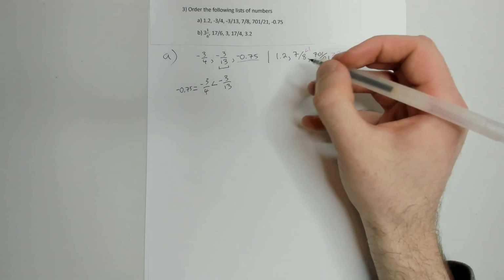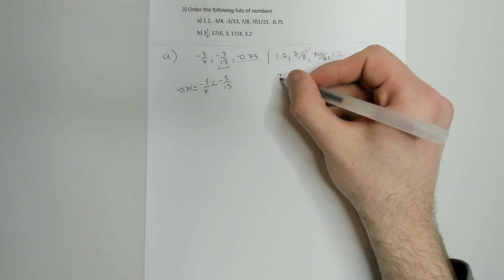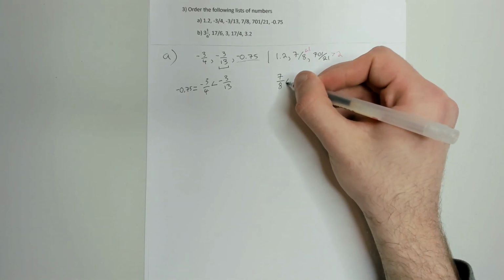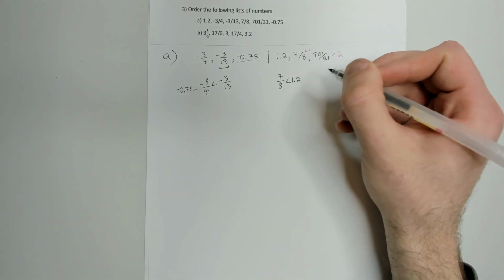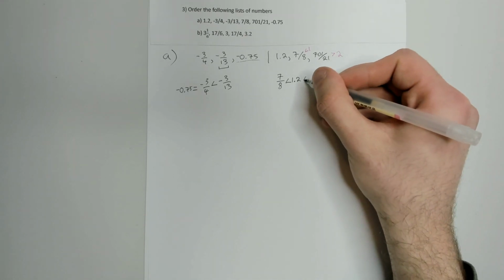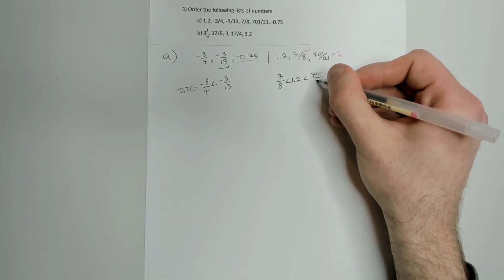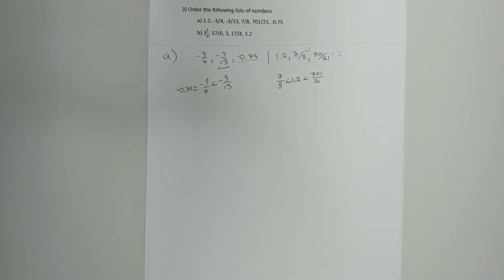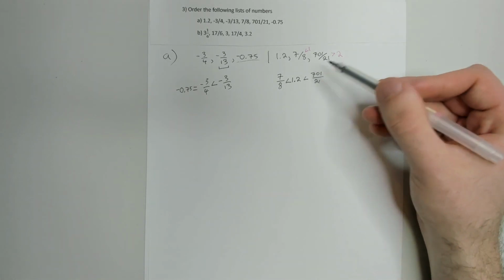So just by looking at what whole numbers these are bigger than or less than, we can order these pretty readily. So 7/8 being less than 1 is less than 1.2, and 1.2 being less than 2 is definitely less than 701 over 21, which is much larger than 2, right? This is even bigger than something like 5 or even 10.